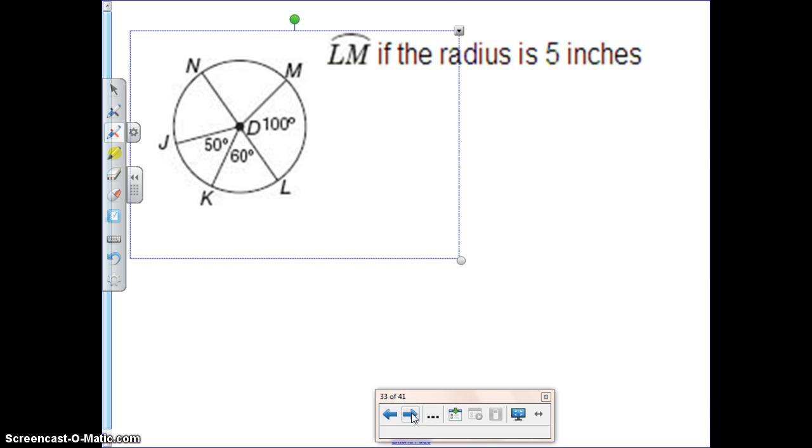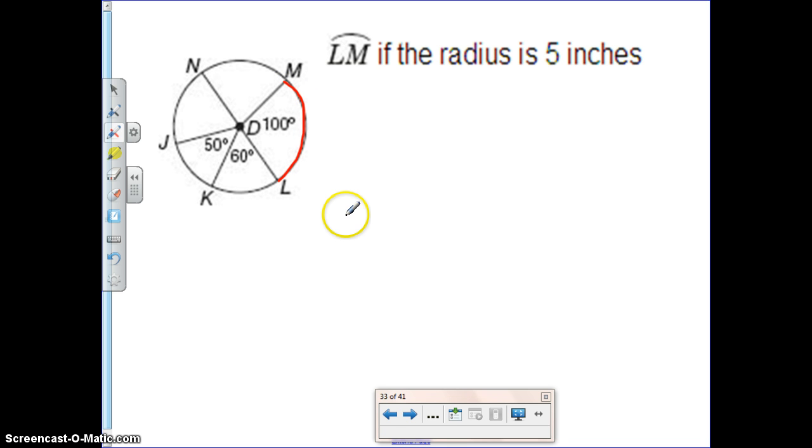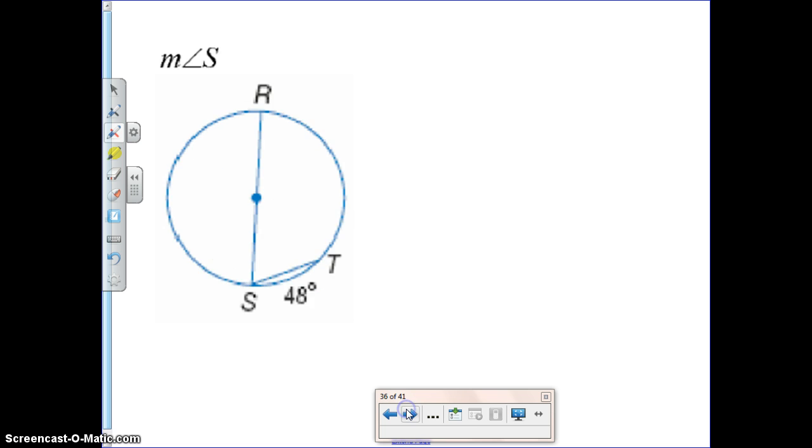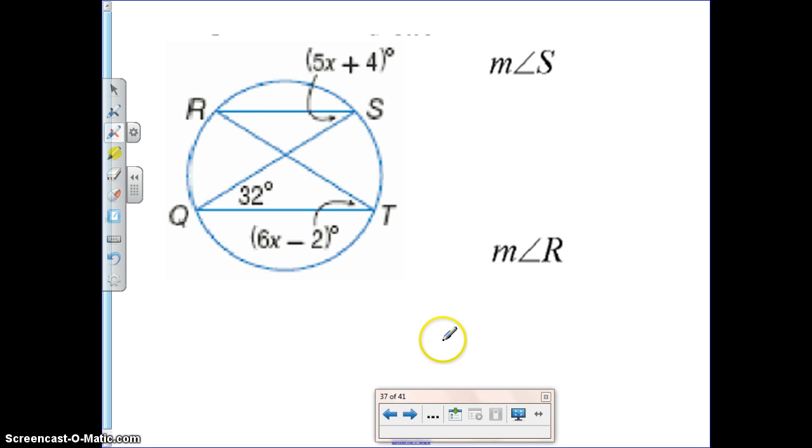All right. Here they say find LM if the radius is 5 inches. So would you be able to set up that proportion knowing the radius is 5? And I don't think we'll even solve that because we practiced that earlier. And I think you're getting good at this, so we're just going to skip right on through these. This is where we want to focus now.